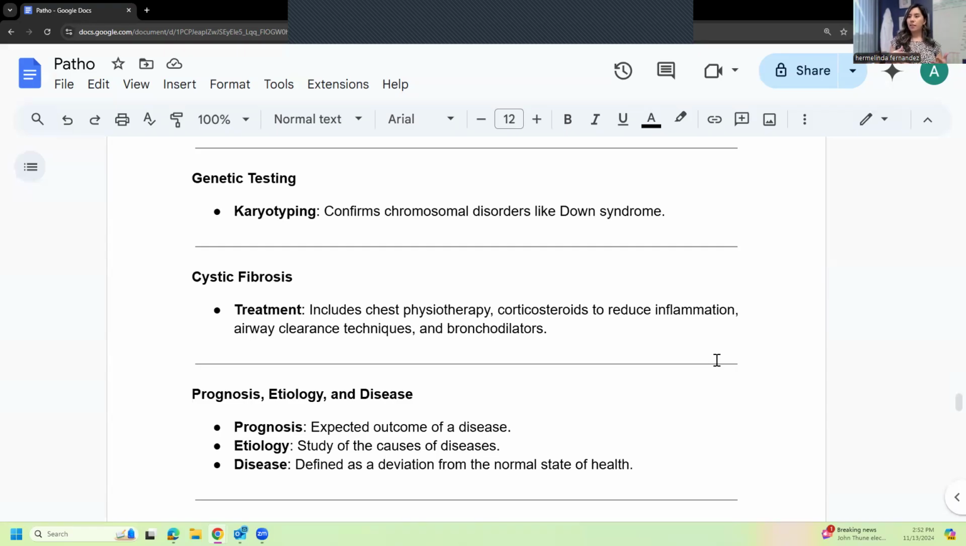And then the differences between prognosis, etiology, and disease. Prognosis would be the expected outcome of the disease, okay? Regardless of the disease, it's one of the outcomes. Etiology is the study of the cause of the particular disease, and the disease itself would be defined as a deviation from the normal state of an organ or the system, right?